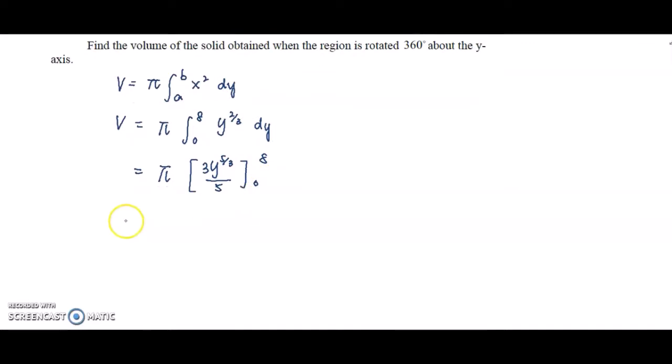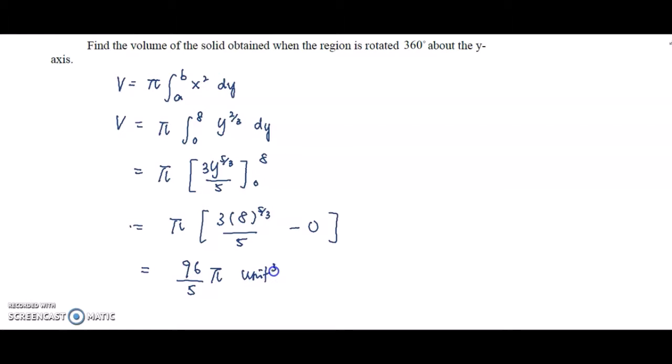Alright. And then now you can substitute the upper limit inside. You have your 8 to the power of 5 over 3 over 5 minus 0. Alright. Substitute y equals 0 inside. You have this term to be 0. Then now you can press your calculator. Here you have 96 over 5 pi unit cube. Because this is a volume, the unit will be unit cube.